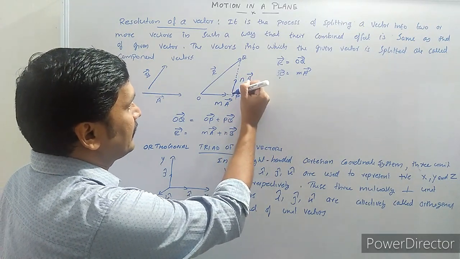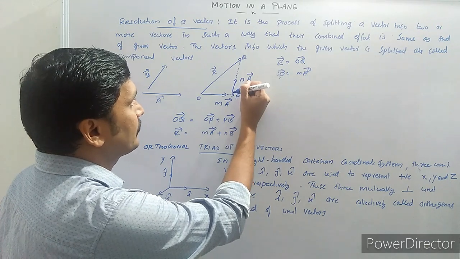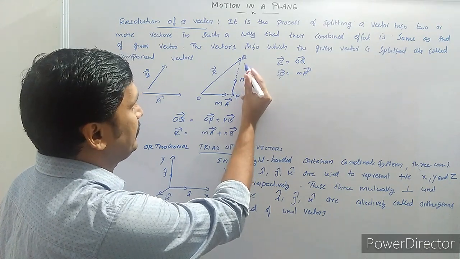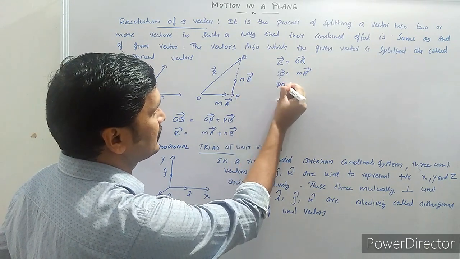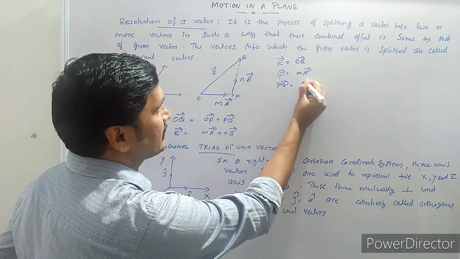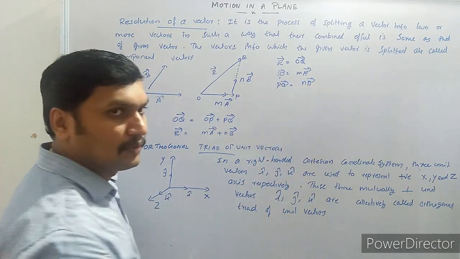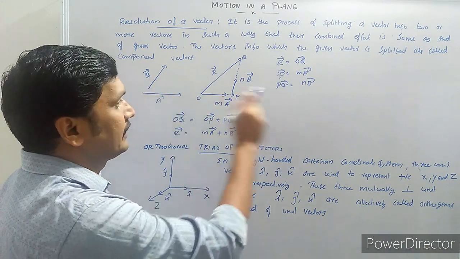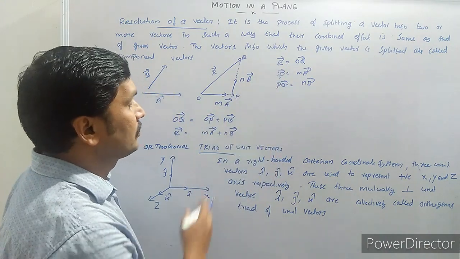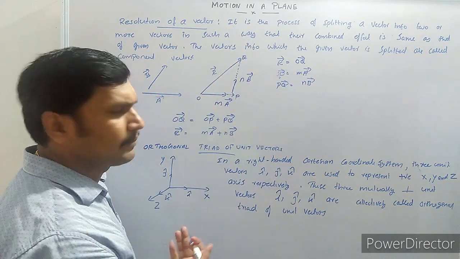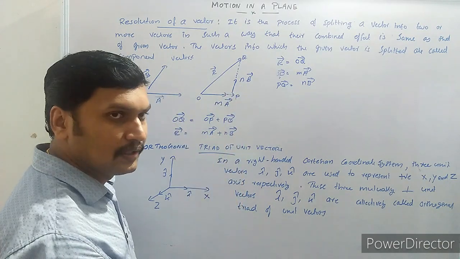Now from the head of vector OP, we draw another vector, say vector PQ. Vector PQ is nothing but n into B. n is another positive number. So the direction remains the same, but the magnitude is n times B.